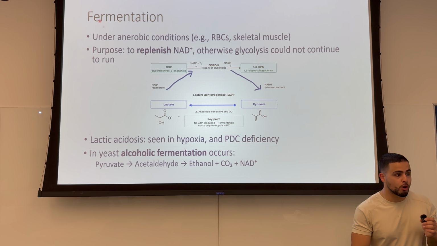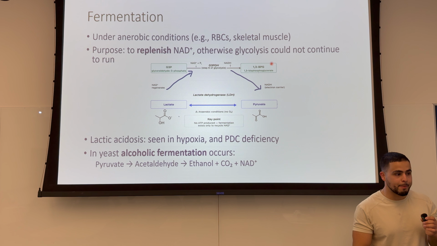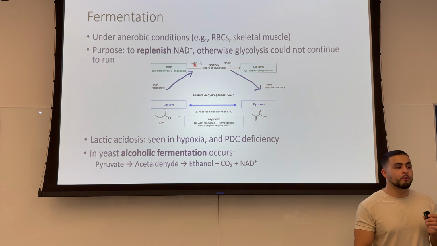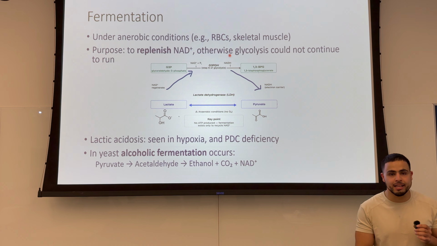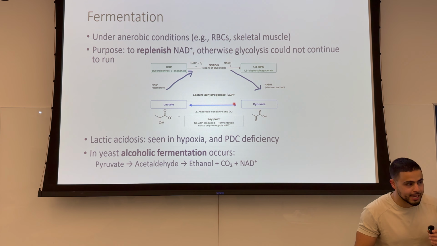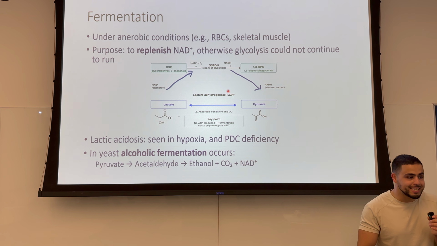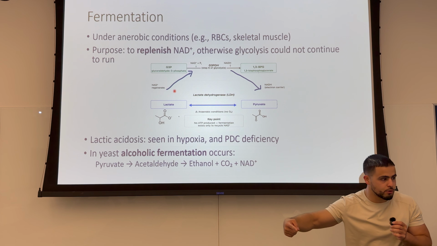So at this step, recall that you need NAD+ to convert glyceraldehyde 3-phosphate to 1,3-BPG. In this process, you generate NADH, and at some point you may run out of NAD+, and at that point, glycolysis can run no more. It turns out that our cells have this enzyme called lactate dehydrogenase to regenerate NAD+. So what it does is it takes NADH and oxidizes it, and reduces pyruvate to generate lactate and NAD+, so that glycolysis can continue to run.